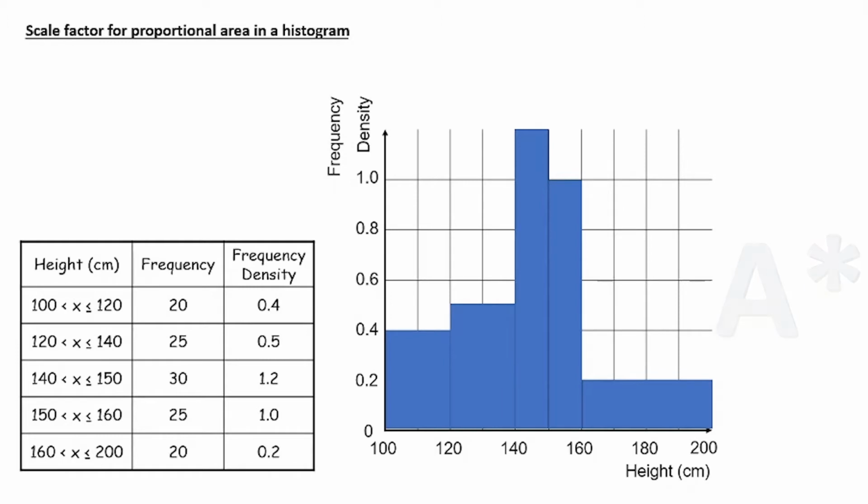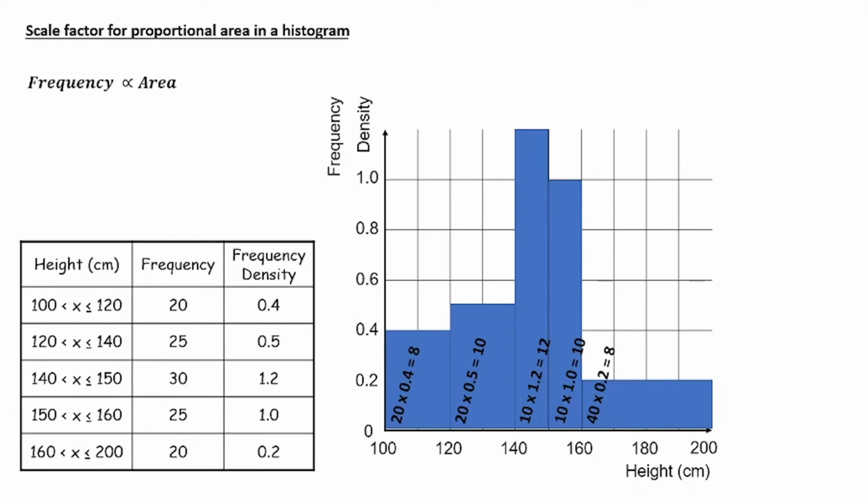Just multiplying the class width by the frequency density, we get an expression for the area. And we have 8, 10, 12, 10, and 8. Those are the values that we got for the area. So the total area of this histogram, as it is represented, is 38.